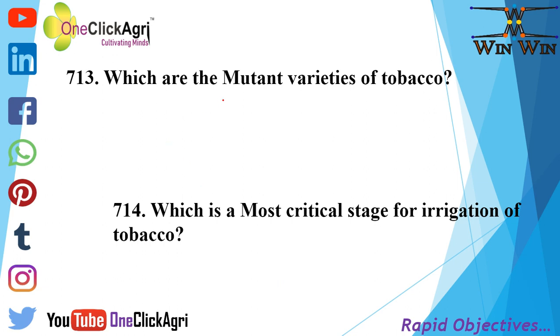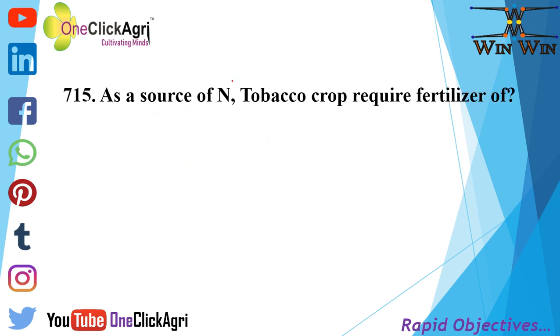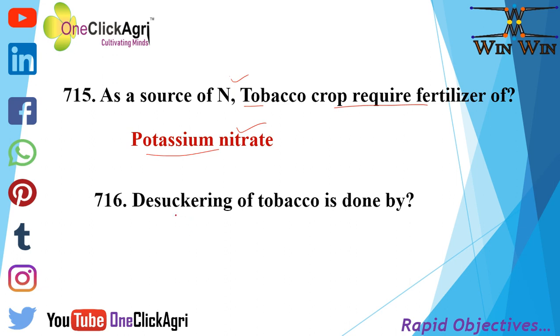Next, which are the mutant varieties of tobacco? Jaysri and Bhavya. Which is the most critical stage for irrigation of tobacco? That is topping stage. Next, as a source of nitrogen, tobacco crop requires the fertilizer potassium nitrate. Next, desuckering of tobacco is done by maleic hydrazide at 2% concentration.